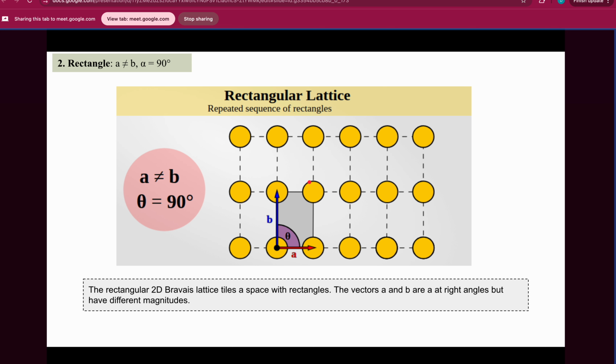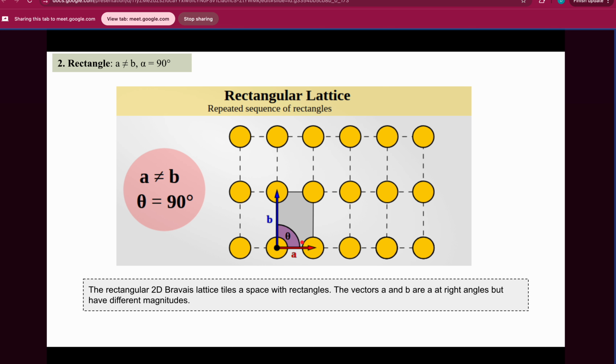Now we'll talk about the rectangular lattice. As we know about the shapes, in a rectangle we do not have both sides equal. So in this case, A will not be equal to B, whereas the angle alpha or theta will be 90 degrees.